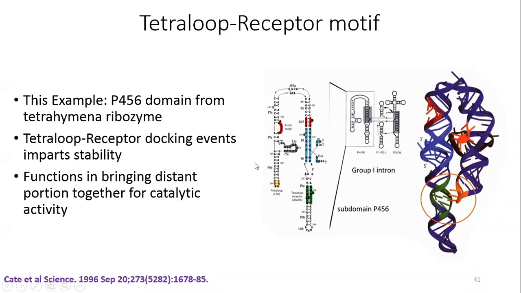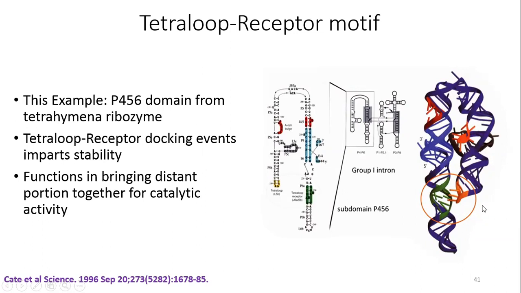This structure that you can see is the P456 domain, this much domain, what we call the P456 subdomain, and this entire structure is your Tetrahymena ribozyme. Okay, so over here you can see the tetra loop which goes and binds to its corresponding receptor, which is shown over here in green color. Okay, and this is all part of the group 1 intron.